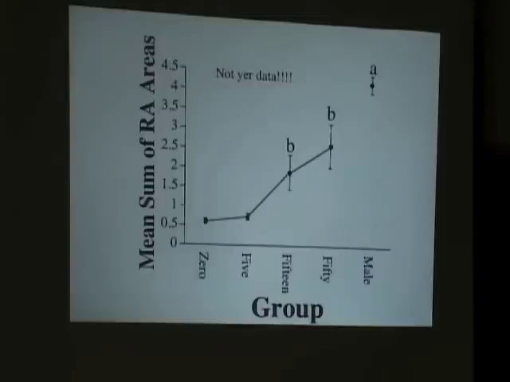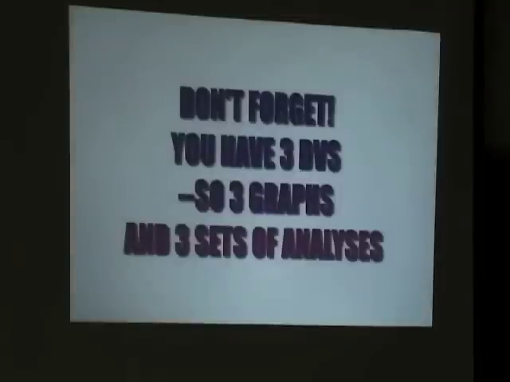So we're going to do analyses for each of our dependent variables, which are what? Not amount of estradiol, that's our independent variable. That's what we manipulate. Dependent variable is what you measure. Area for RA, HVC, and X. So we're going to do 3 analyses, okay? You're going to have 3 dependent variables, 3 analyses, and 3 graphs. All right? Make sense? Okay.